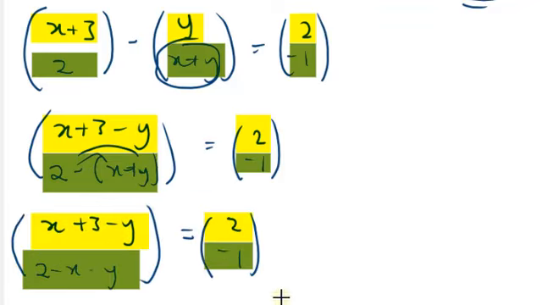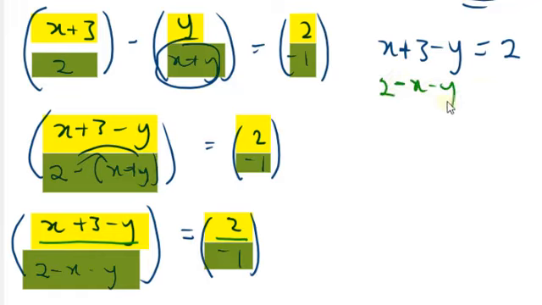Now when we have equal vectors, we can equate corresponding components. So we can say that x plus 3 minus y is equal to 2. Why? Because the first component here is the same as the first component on this side. Similarly, we can also say that 2 minus x minus y is equal to -1. It means that we have two equations.